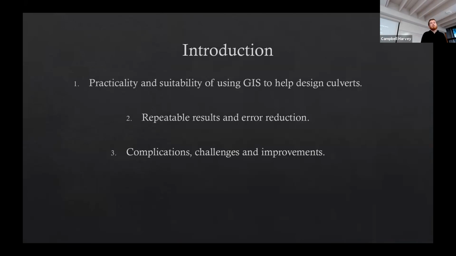So my talk today is going to be centered around three main topics. Firstly, the practicality and suitability of using GIS to help design culverts, repeatable results in error reduction, and complications and challenges and improvements. The first two focus on why we should be using it, and the third one focuses on how it wasn't all smooth sailing. There's a few bumps along the way, as always with all good things.